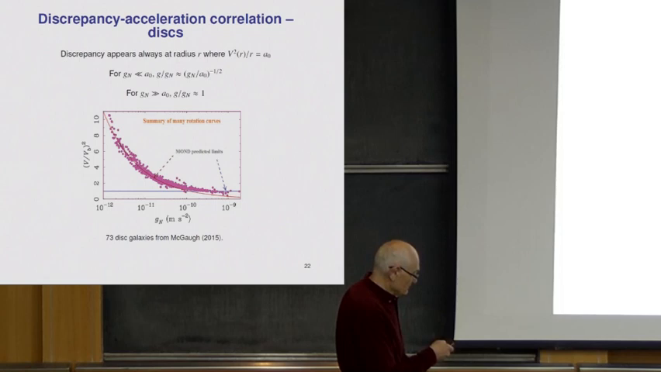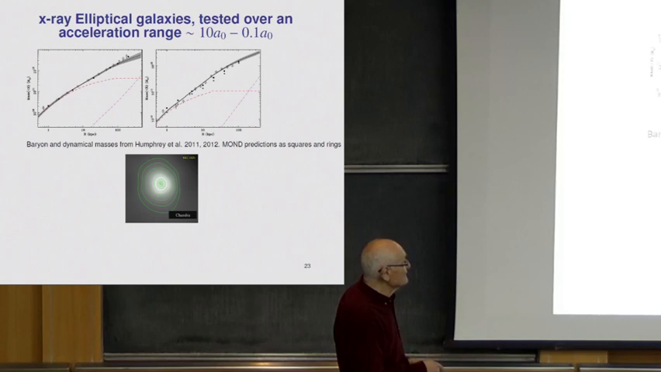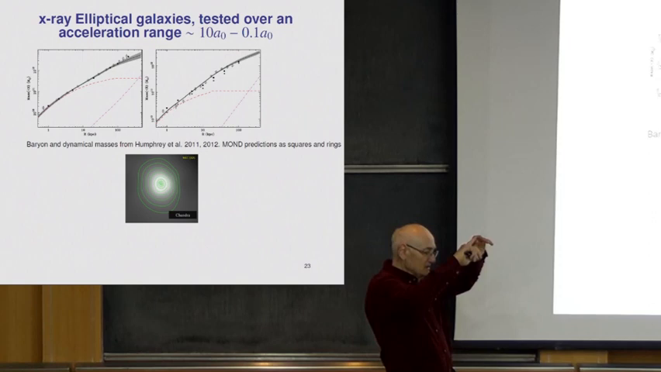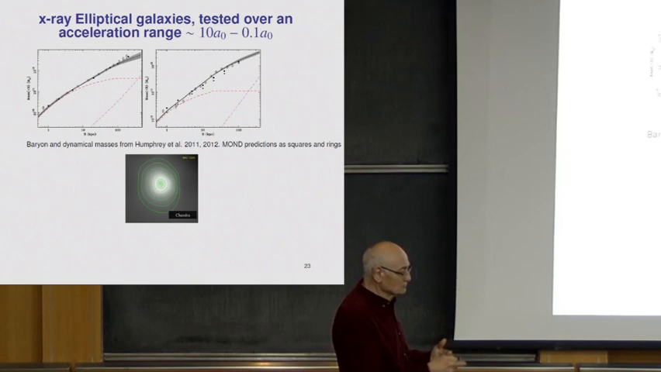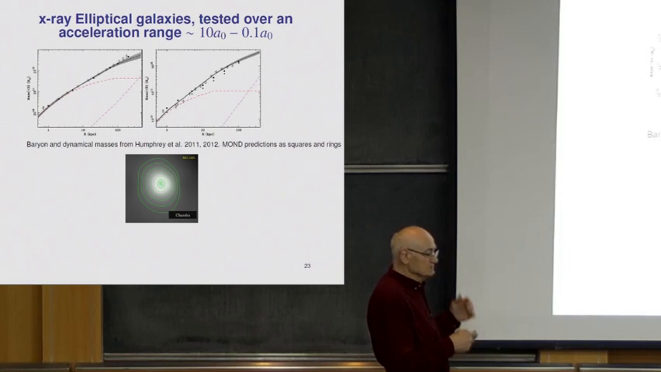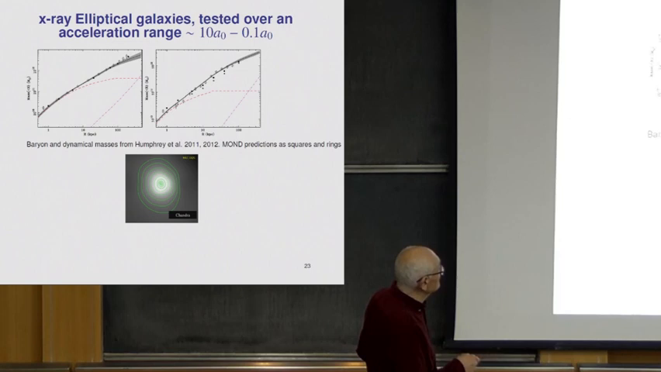This is a similar analysis, not using rotation curves, but using, as I mentioned before, the gas cloud that surrounds these two elliptical galaxies, and assuming hydrostatic equilibrium, you determine the pressure distribution in the gas. You equate the pressure forces with gravitational forces. And in this way, you get a map of the gravitational field. Again, what is measured, what is predicted.